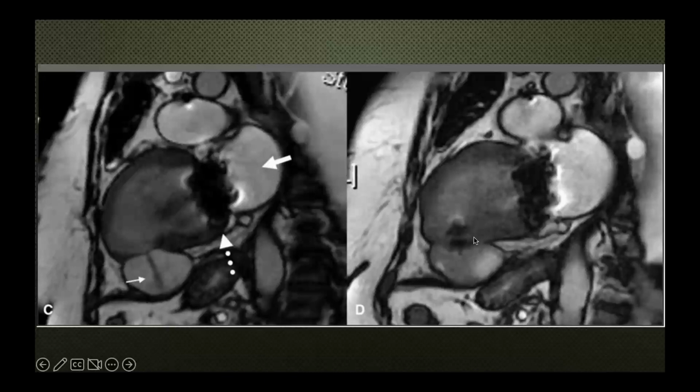The second picture here shows that this patient received a patch repair, sorry, this was a percutaneous plug, and this patient survived.